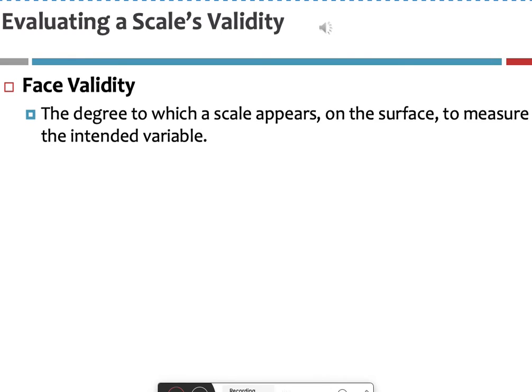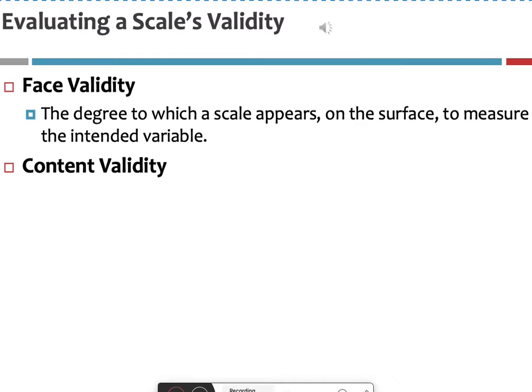So on the face of it, it didn't seem as if that measure was truly capturing or related to the job at all. So that's face validity. On the surface of it, it doesn't look like it's measuring what it's intended to measure, or it looks like it's measuring what it intends to measure. That's where we do see face validity.